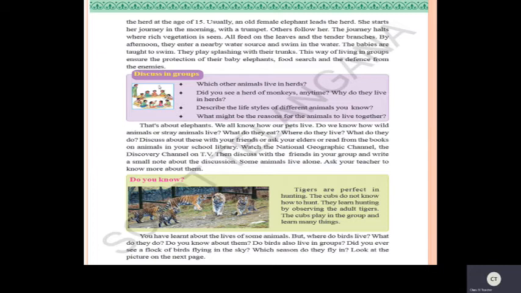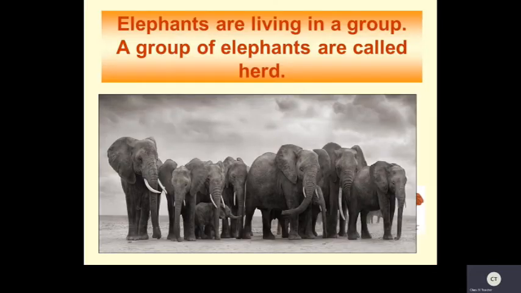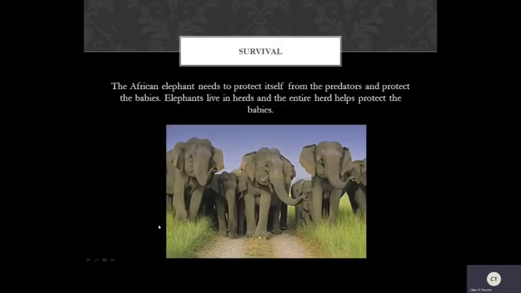Now let us see here, discuss in groups. Which other animals are living in herds, living in groups? Which are the other animals living in groups, children? So many animals are there, I will show you. First, let us see, elephants are living in a group. A group of elephants is called a herd. Can you see this trunk? Yes, this is a trunk.